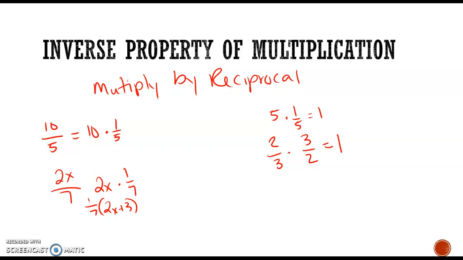But the inverse property of multiplication is just multiplying by the reciprocal. So division is just multiplying by the reciprocal, and that's what I got for you.